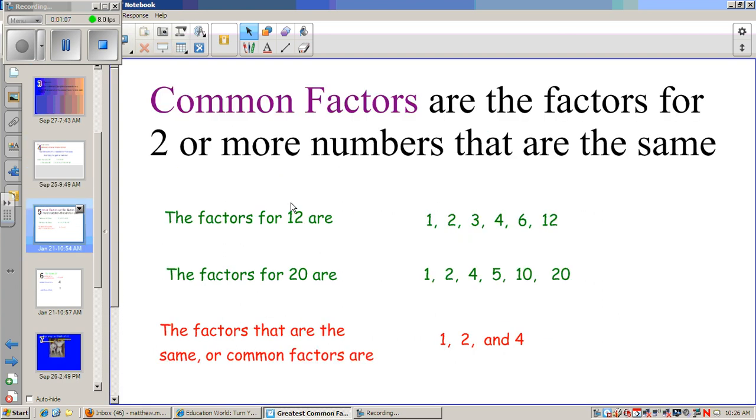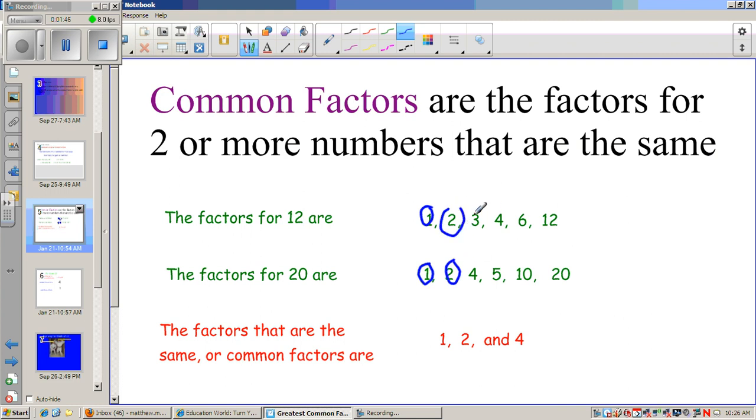As we get on to what common factors are, the common factors are just the factors for two or more numbers that are the same. So let's look at the number 12. The factors for 12 are 1, 2, 3, 4, 6, and 12. And the factors for 20 are 1, 2, 4, 5, 10, and 20. Our common factors are the factors these two numbers share. Well, we can see the number 1 is in both of these.